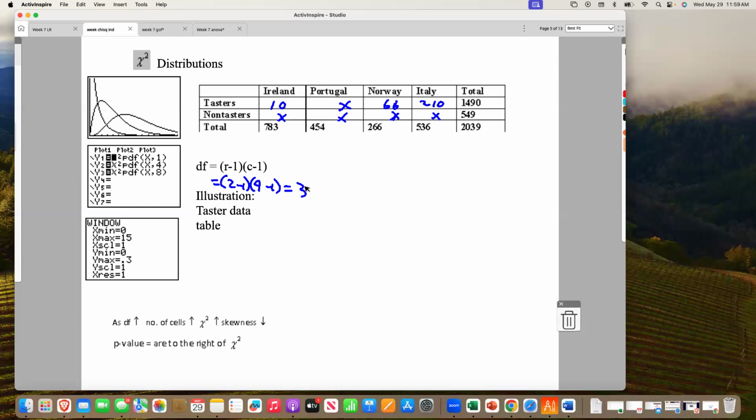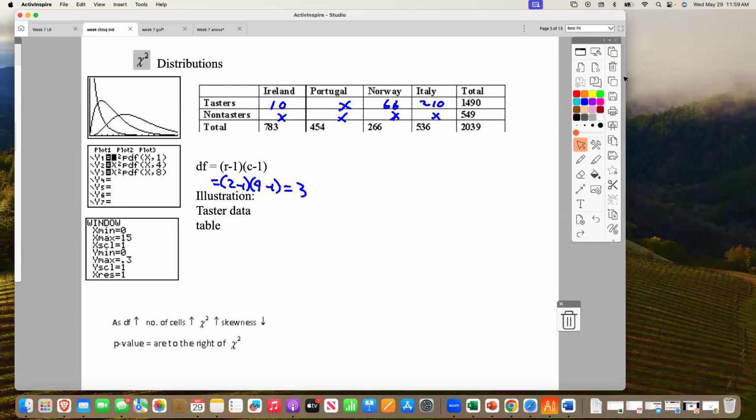And so three vary freely, thus 3 degrees of freedom. And we can always compute that by simply taking the number of rows, subtracting one, and multiplying it by the number of columns, subtracting one. Okay, so that's where we know which chi-square distribution to use.